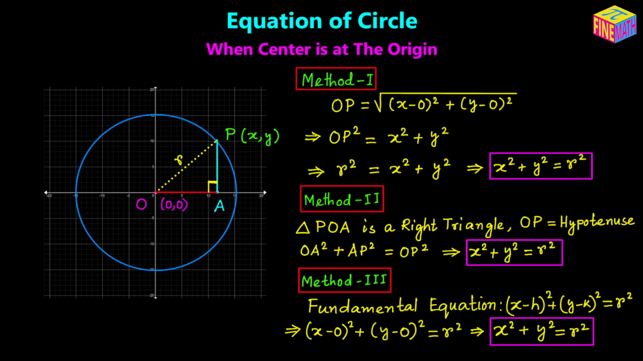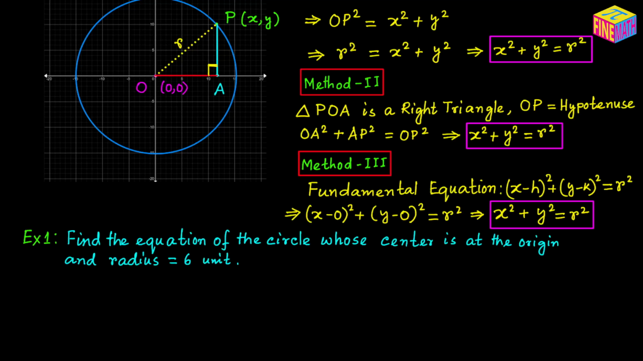Now, I'm going to take a couple of examples. I have the first example here. It says find the equation of the circle whose center is at the origin and radius is equal to 6 units. So we have been told that the center is located at the origin and also the radius is equal to 6 units. So we can use this equation here. The equation is x² + y² = r², and we have been provided with the value of r, which is 6 units. So let's just plug in that value.